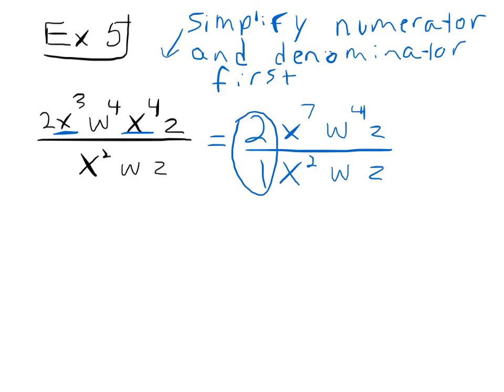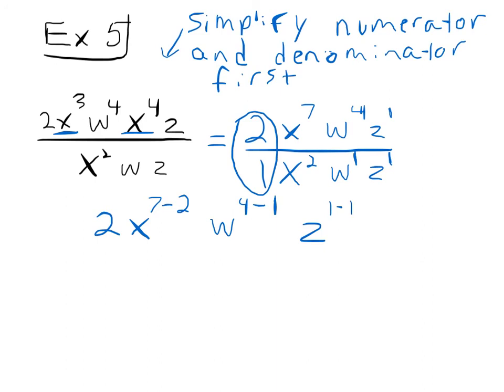Okay, so I'm going to start writing my answer. It's going to be 2, x to the 7 minus 2, w to the 4 minus, would I put a 0 there? And the answer is no, right? Remember, there's that hidden exponent of 1 on each one of these. So it would be 4 minus 1, not 4 minus 0. 4 minus 1, and then z to the 1 minus 1.